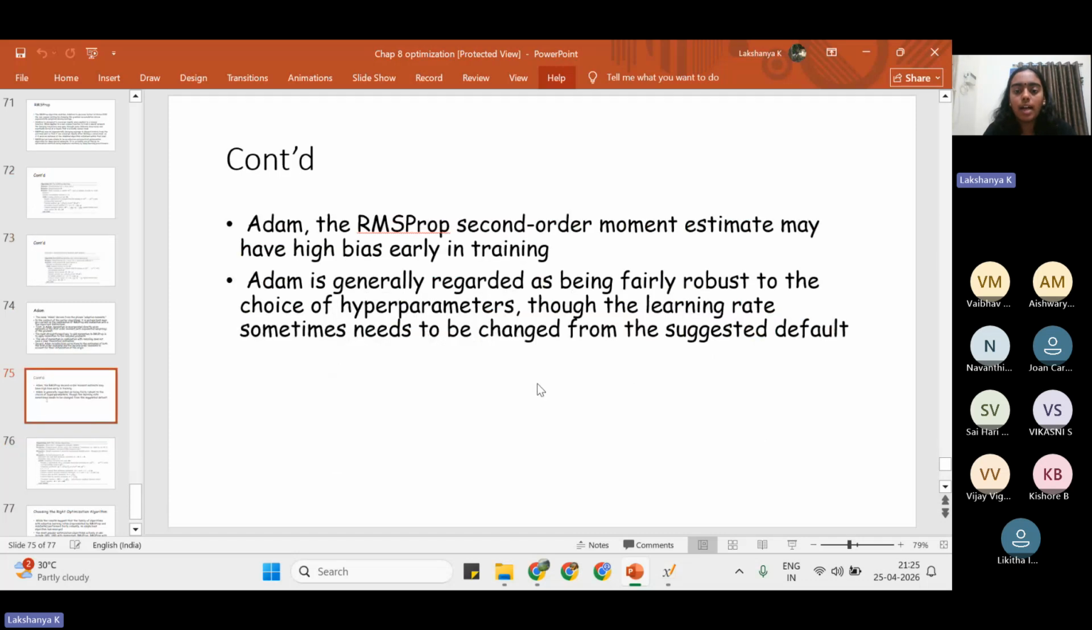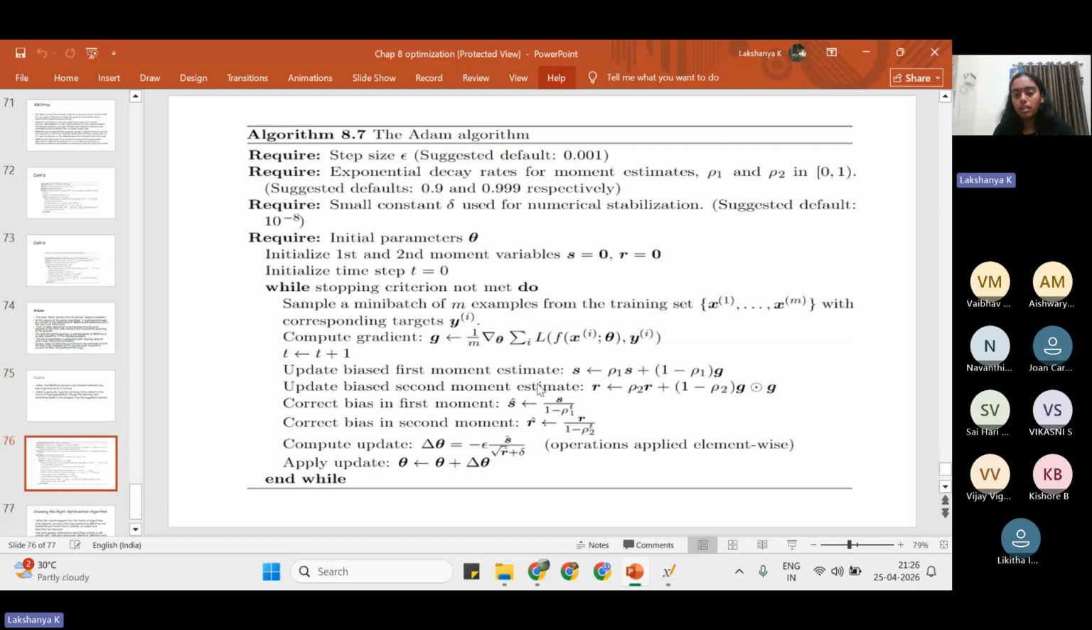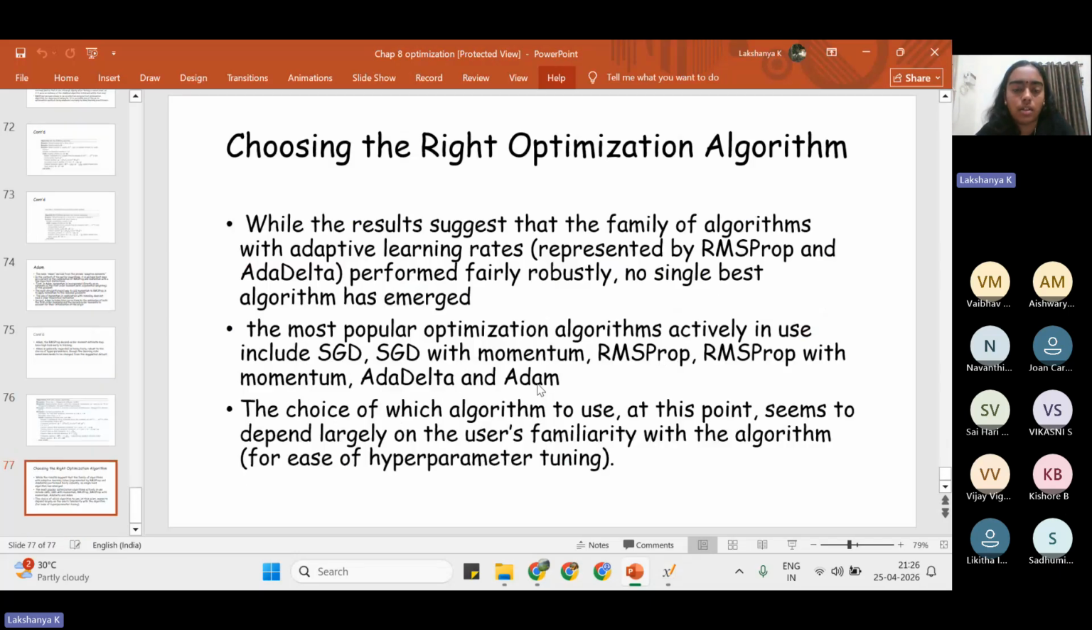Then we have another called Adam. In Adam, we have two such quantities, S and R, both of which are updated in a similar way to your RMS prop. And then your del theta becomes minus epsilon times S upon root R plus delta. So these are just different expressions. There is no particular interpretation behind them. It is just different methods that different people came up with for updating your learning rate, and results suggest that RMS prop and ADAGRAD, all of these have performed fairly robustly, but there is no single best technique.